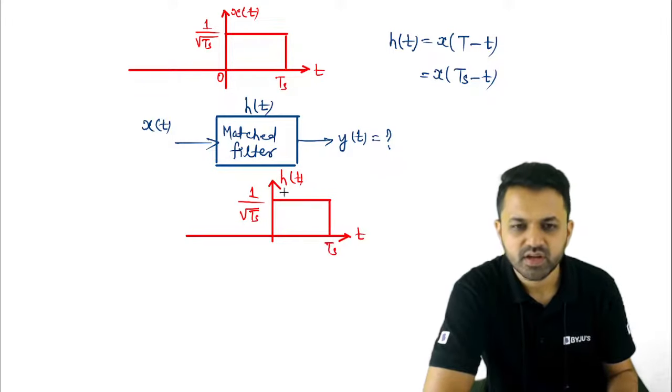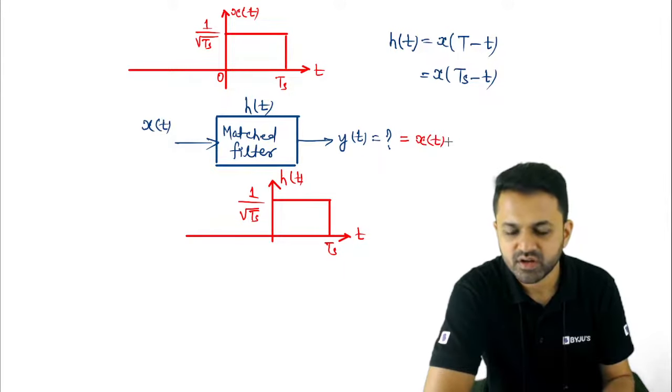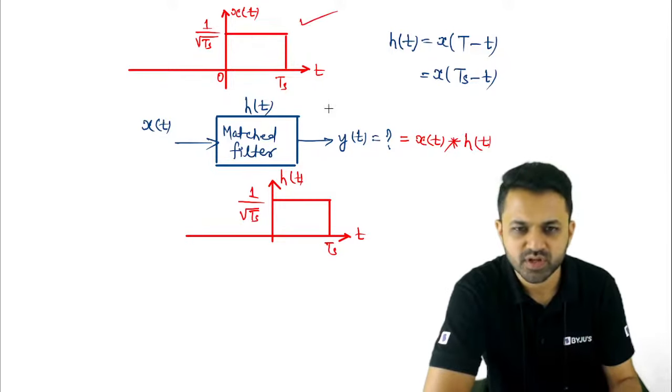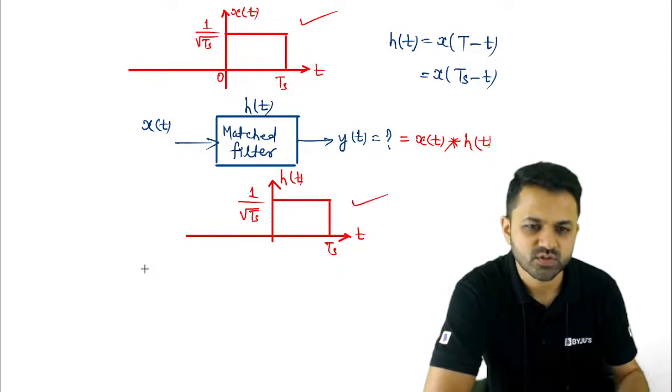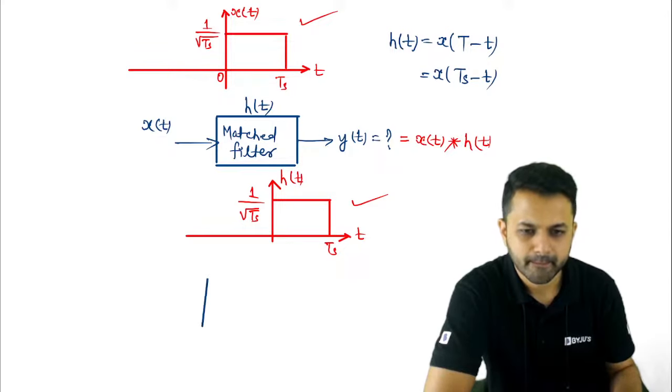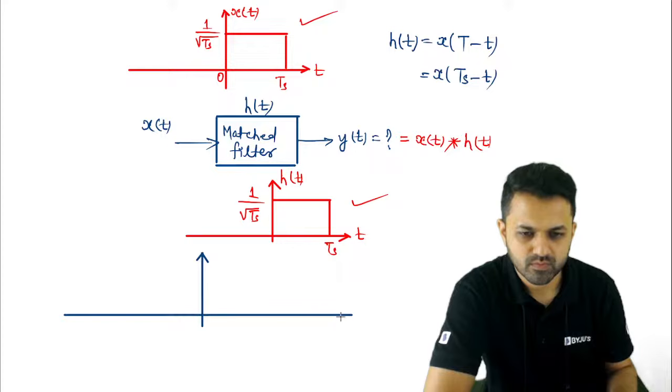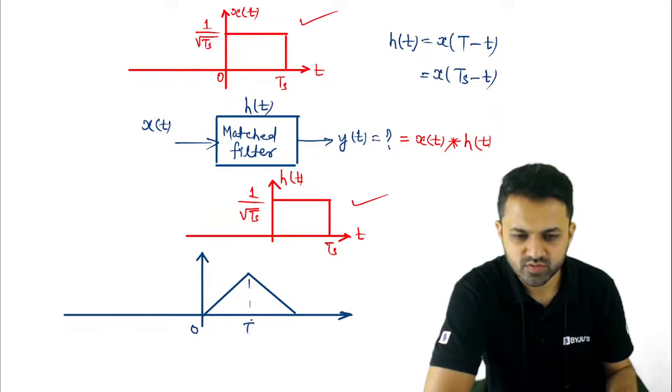That is the same. Now, how do you get the output? Output is nothing but the input convolved with the response. So you have to convolve these two pulses. When you convolve these two, we will get a triangular segment from 0 to 2Ts.